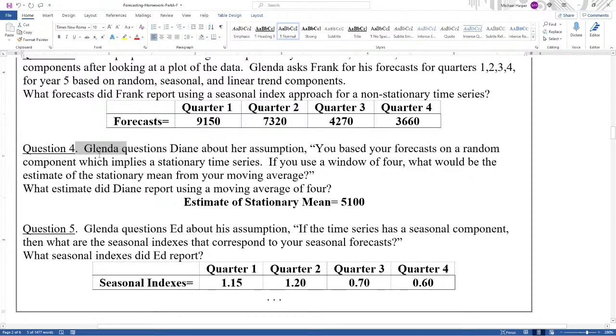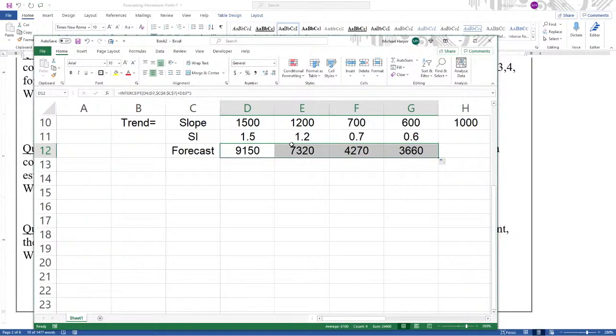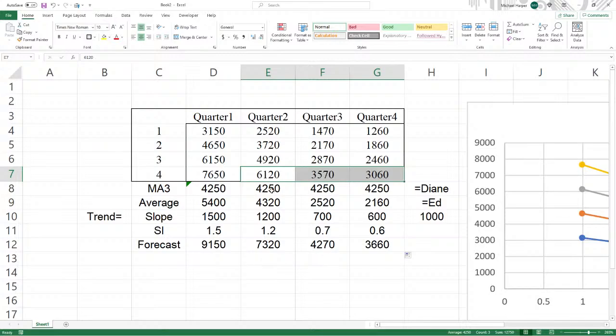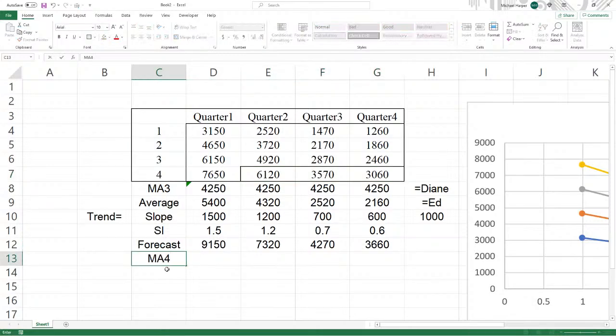Glenda questions Diane about her assumption. You based your forecast on a random component which implies a stationary time series. That's correct. If you use a window of 4, what would be the estimate of the stationary mean from your moving average? What estimate did Diane report using a moving average of 4? Okay, well notice what Diane did here is a moving average of 3, because that's what was used in the past. But then what Glenda is asking, what if it was a MA4? Is there a difference? Well, yeah, there's going to be a difference.